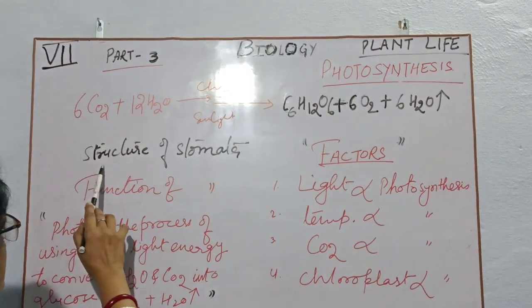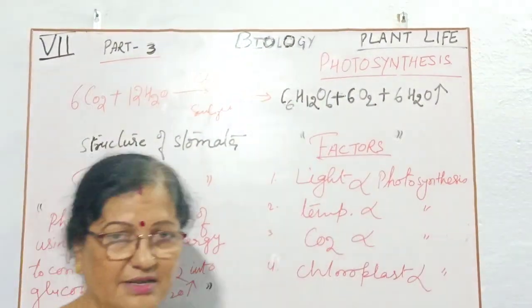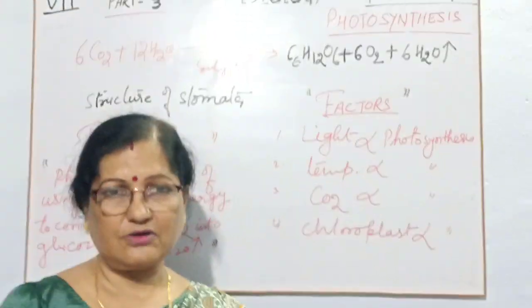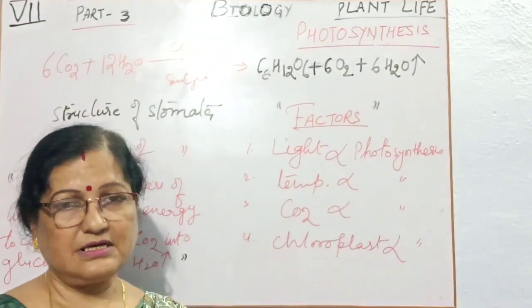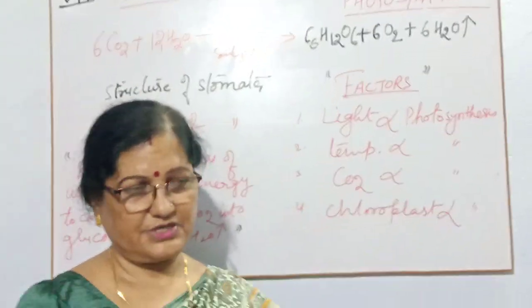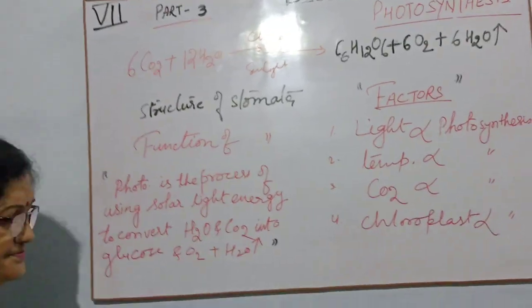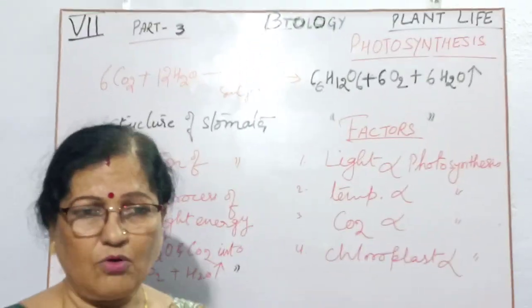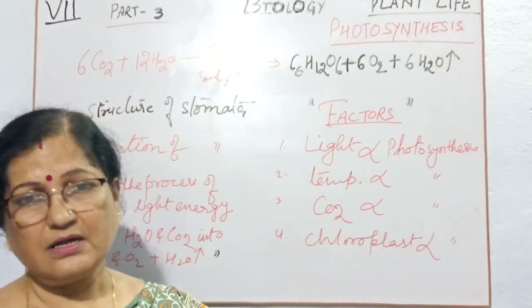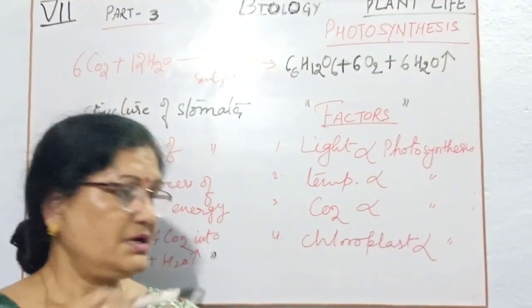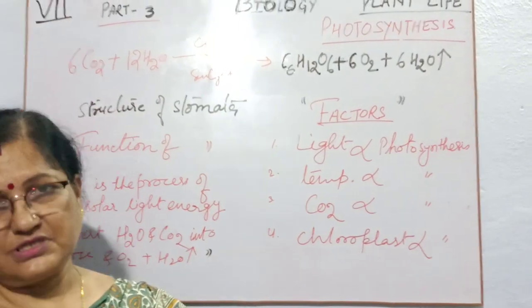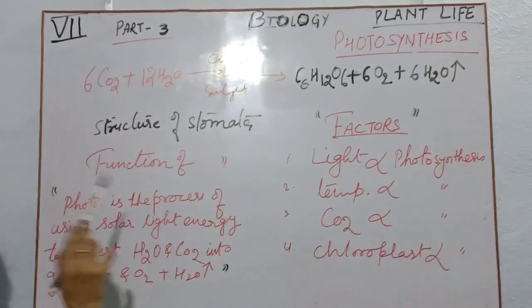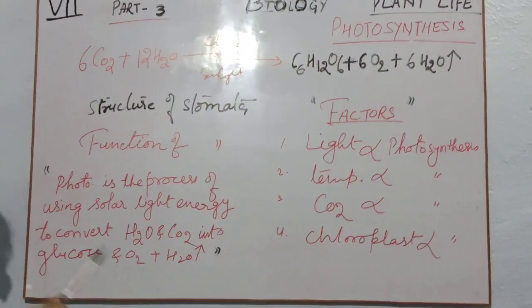Now, structure of stomata, yesterday or the day before yesterday I explained it totally. The stomata have guard cells. These guard cells help in the opening and closing of the stoma to let water enter or exit from it. Now, function of the stomata. The function of the stomata is to carry on opening and closing of the stoma with the help of the guard cells, for transpiration and for photosynthesis. This is the function.